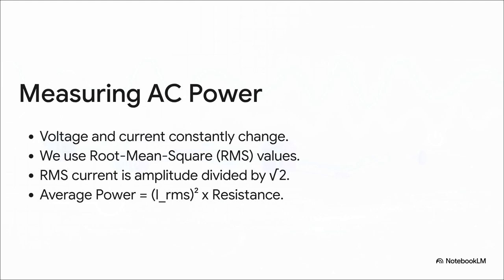The voltage and current are constantly swinging between positive and negative. If you took a simple average over time, it would literally be 0. Because of this, engineers use root mean square, or RMS, values. We take the peak amplitude and divide it by the square root of 2.